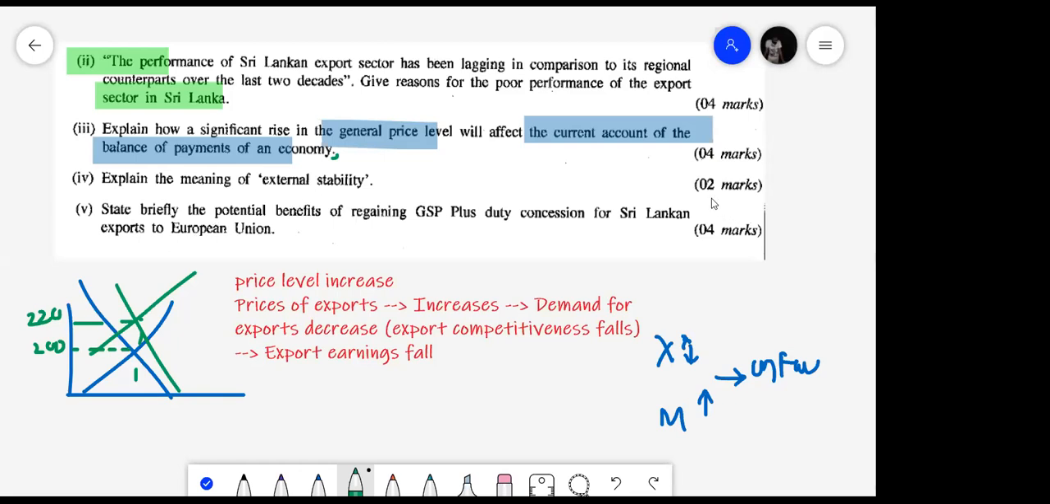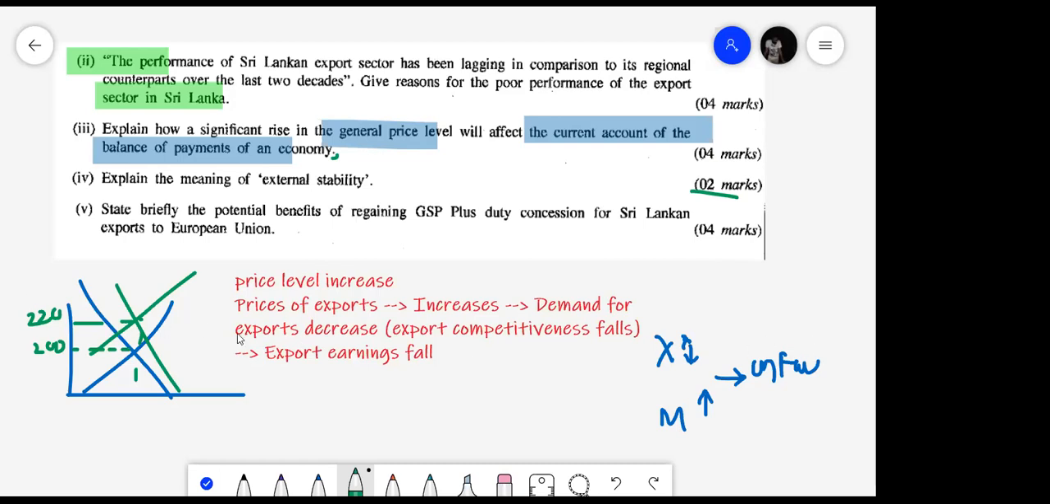Explain the meaning of external stability, and they've given you 2 marks. Guys, what do you think external stability means? It's a very simple concept. External stability is what?